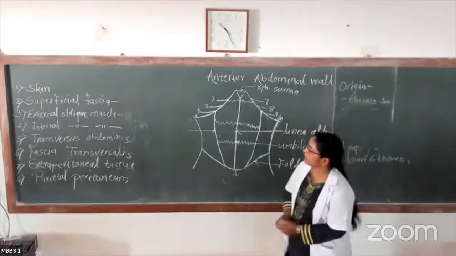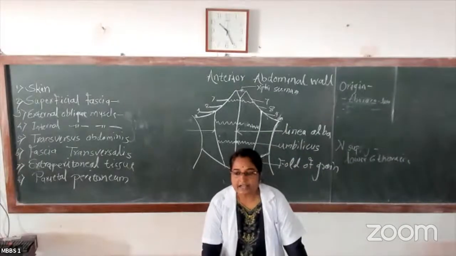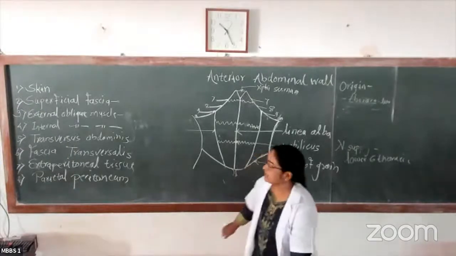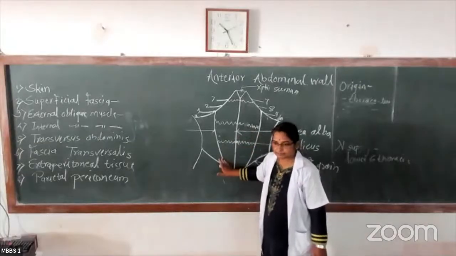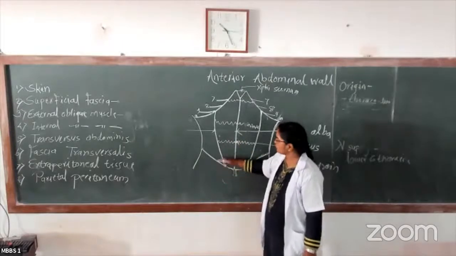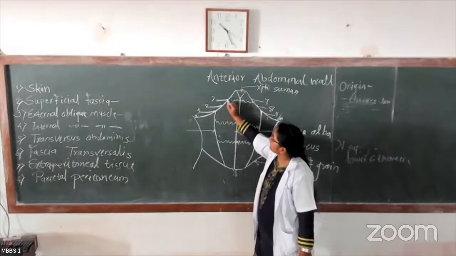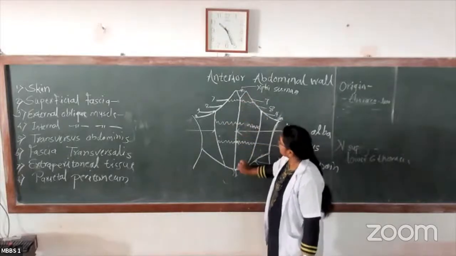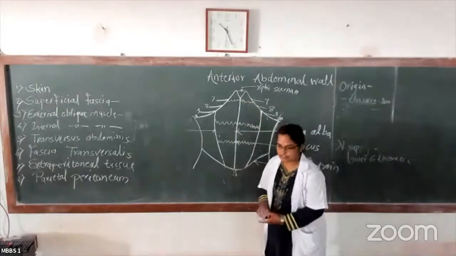Now these muscle fibers are present at right angles to the external oblique muscle. That means these fibers run upward, forward and medially, at right angles to the fibers of the external oblique muscle. Most of the fibers are inserted on the costal margin, that is the 7th, 8th, 9th costal cartilages, and also to the linea alba from the xiphoid process to the pubic symphysis.